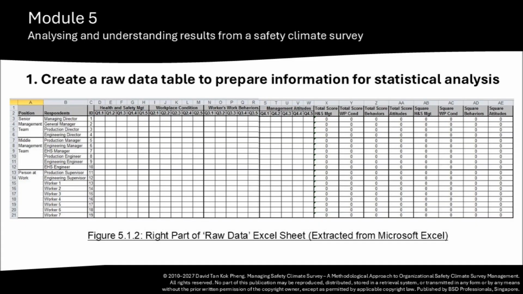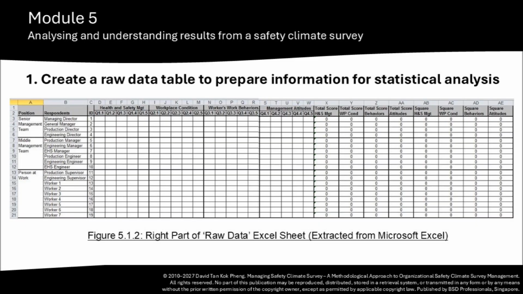For classification purposes, 3 position groups are created: Senior Management Team, Middle Management Team, and Person at Work. The Senior Management Team includes roles such as Managing Director, General Manager, Production Director, and Engineering Director. The Middle Management Team includes Production Manager, Engineering Manager, EHS Manager, Production Engineer, Engineering Engineer, and EHS Engineer. The Person at Work group includes Production Supervisor, Engineering Supervisor, and Workers 1 through 7.